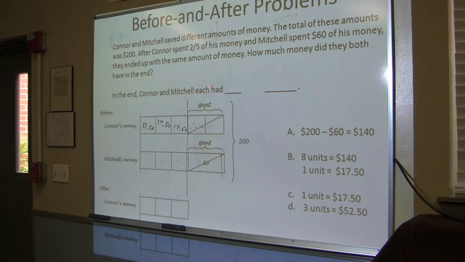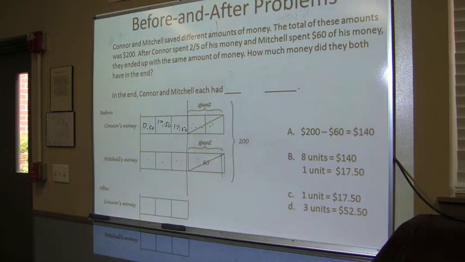After Connor spent 2/5, we take what Connor has and divide it up into 5 units, and then 2 of those is what he spent. And Mitchell spent 60. We're not sure how that relates to the units, but it's $60, we know that. They ended up with the same amount. So here we have the same amount of money. How much money did they both have in the end? So our grammatically correct answer is, in the end, Connor and Mitchell each had so much money.